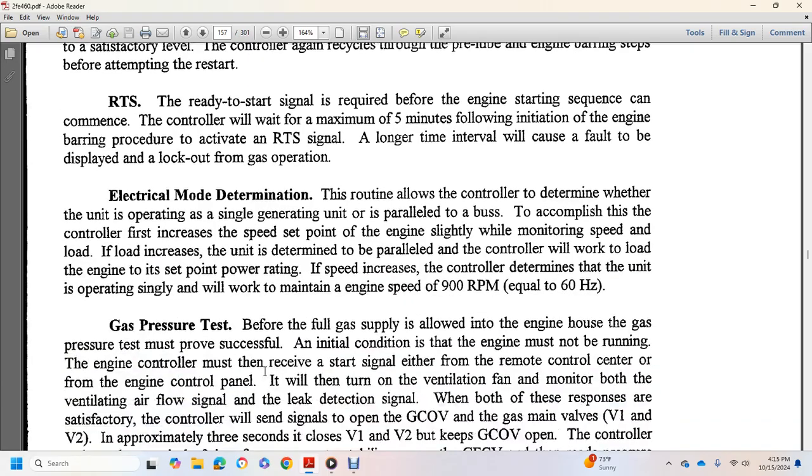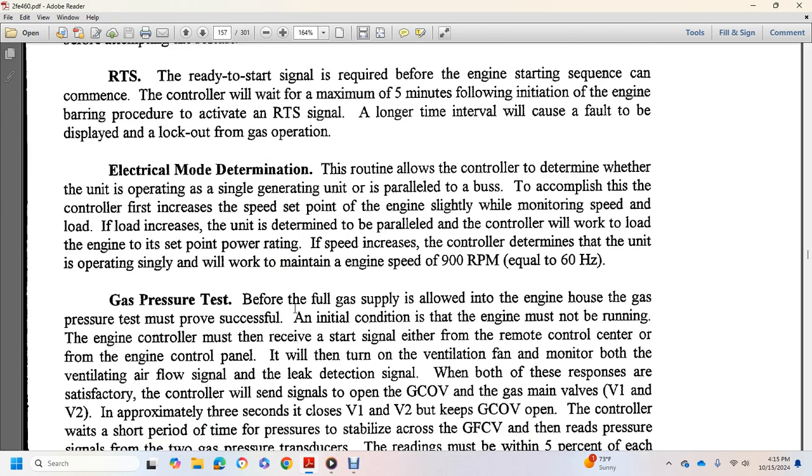Electrical mode determination routine allows the control to determine whether the unit is operating as a single generator unit or in parallel to a bus. The controller first increases the speed set point of the engine slightly while monitoring the load. If the load increases, the unit is determined to be in parallel, and the controller will load the engine and set point with power rating. Otherwise, the controller determines the unit is operating singly and will work to maintain an engine speed of 900 RPM, equal to 60 Hertz.